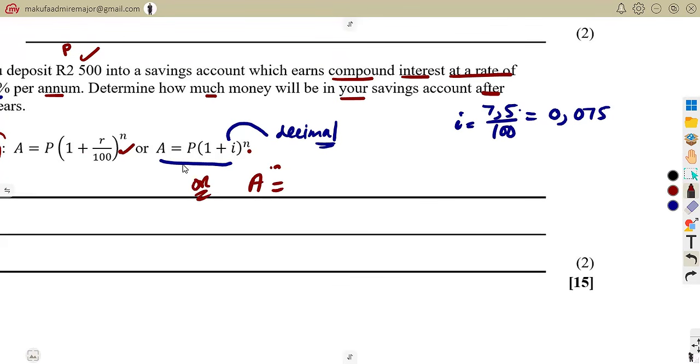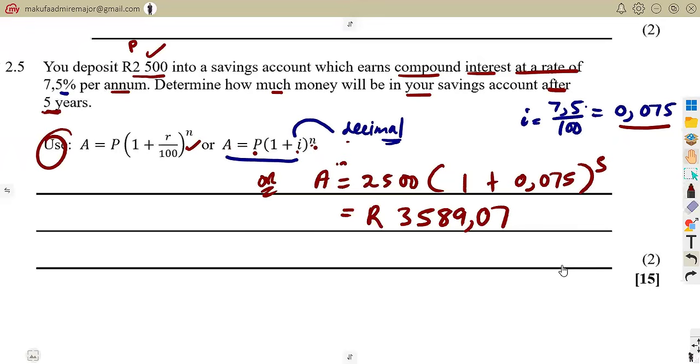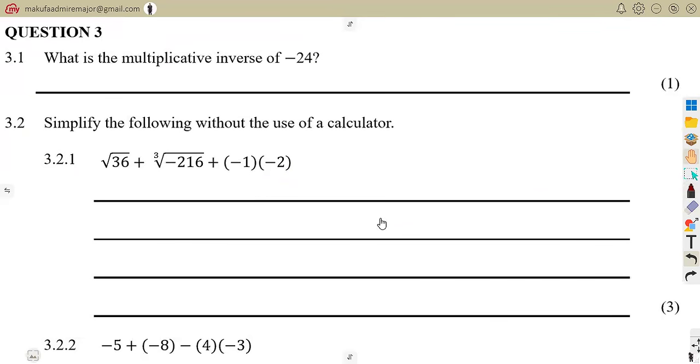So A is equal to, that's another way, the principal is not going to change, it is 2,500 into 1 plus the I that you are given, which is the decimal part, 0.075, to the exponent of n, the number of years, which is 5 years. So nothing has changed. Only this part is the one that you're going to consider. So you're going to simply obtain the same answer, 3,589.07, which is the amount to be in the bank after that period of time.